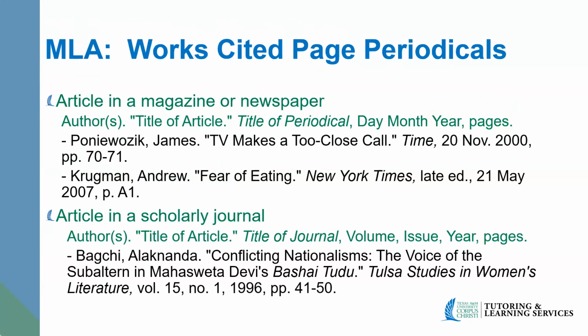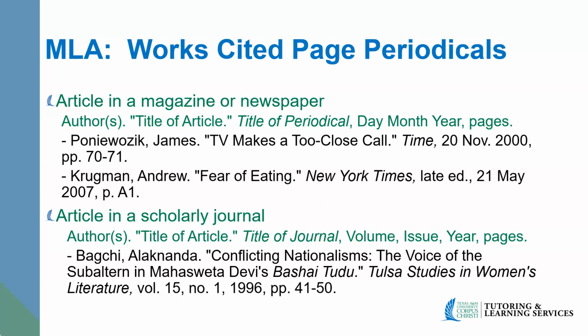So these are some examples we have written out. The first one is going to be an article in a magazine or a newspaper. So it'll be the authors, the title of the article in quotation marks, title of the periodical in italics, the day, the month, the year, and then lastly, you'll have pages.